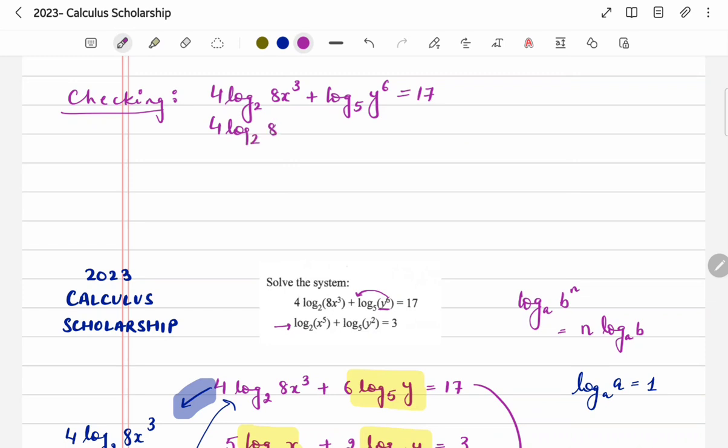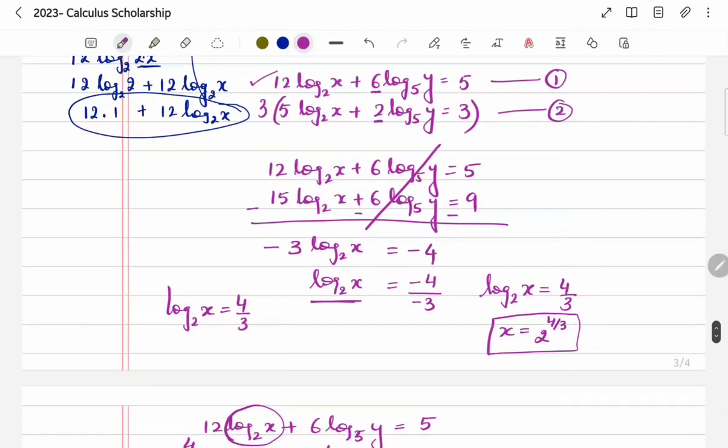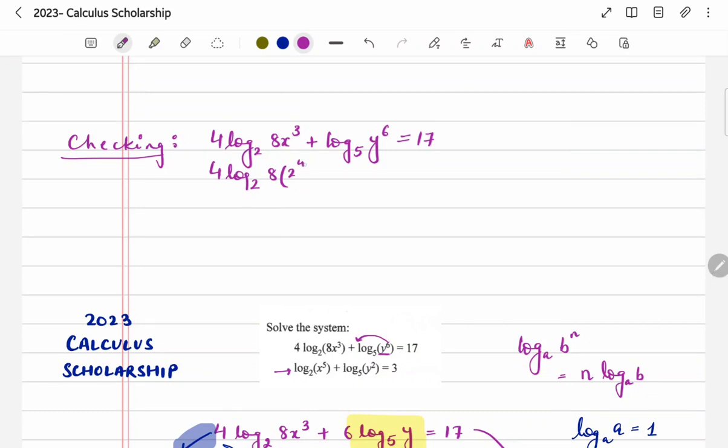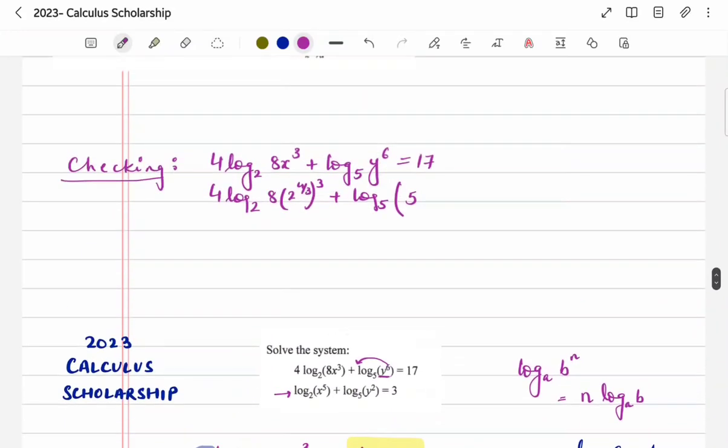4 log base 2 of 8. Now we'll substitute the value of x. Right? And the value of x that we have found is 2 to the power of 4 over 3. So here I will substitute 2 to the power of 4 over 3, and then we have a cube as well. Plus log base 5 of y, the value of y is 5 to the power of minus 11 over 6. So that is minus 11 over 6 times 6. And we have to find out if it equals 17 or not.